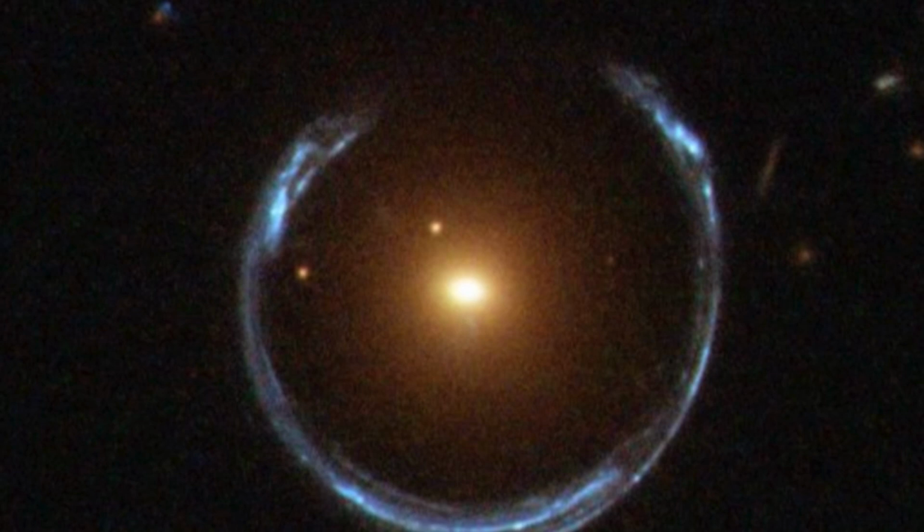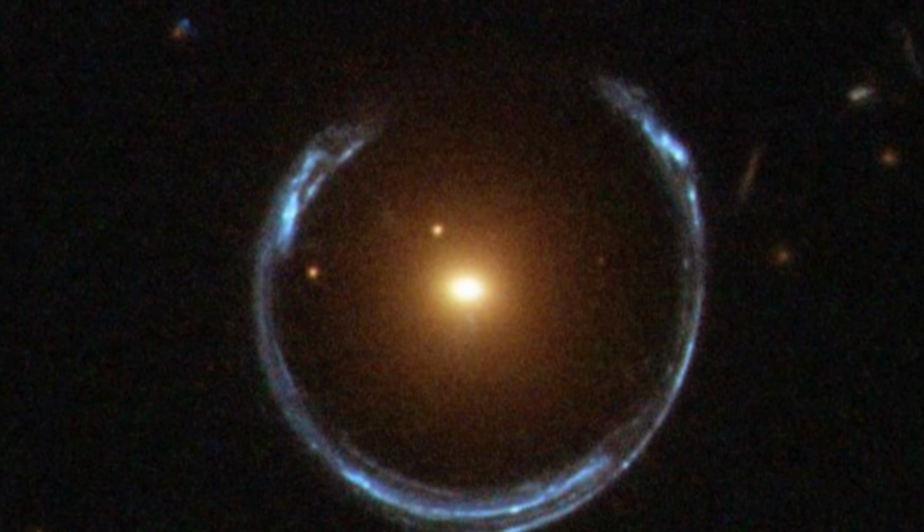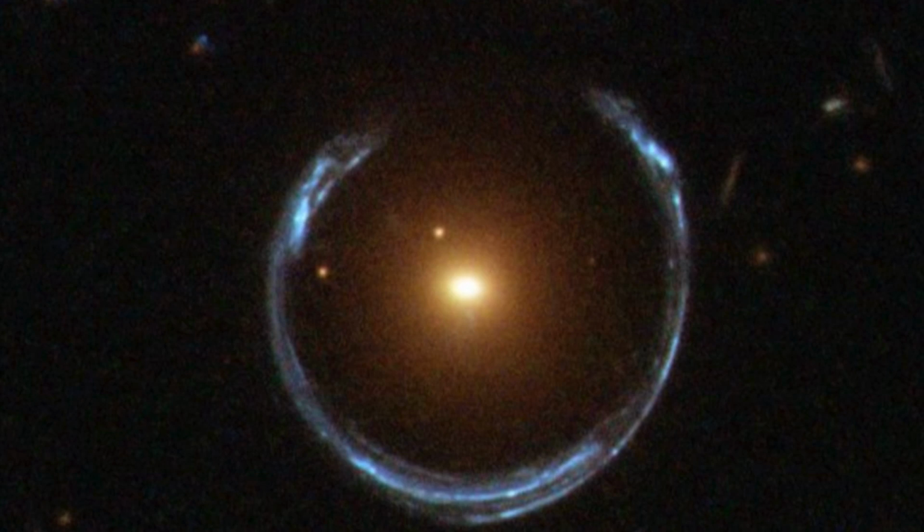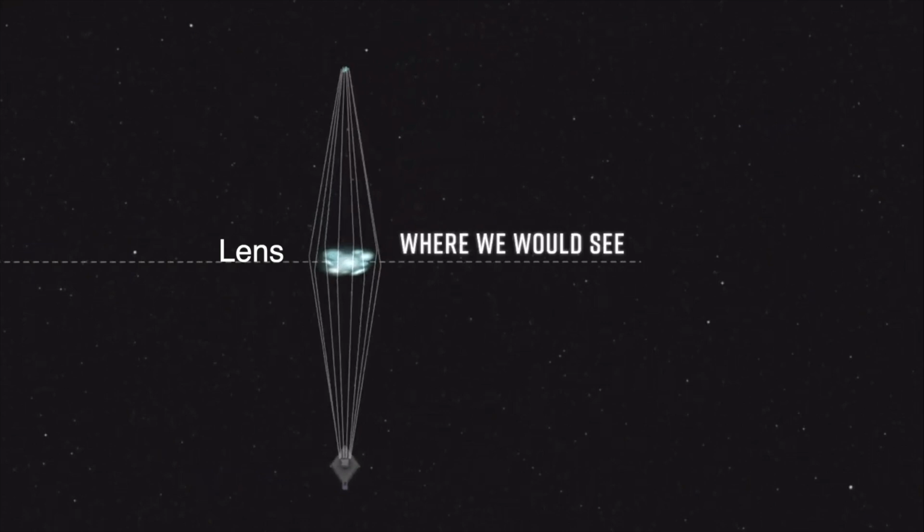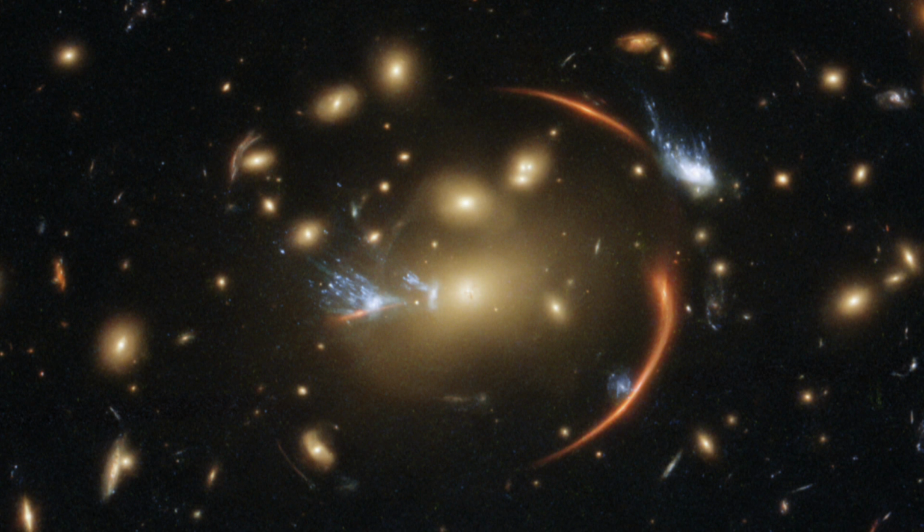Here are a few examples of lensing images. This ring that you can see here is called the Einstein ring. In this case, it's a background galaxy, which has been lensed and distorted into a ring. It happens when the lens, the source, and the observer are perfectly aligned. In case they are not perfectly aligned, we will see long arcs like this.